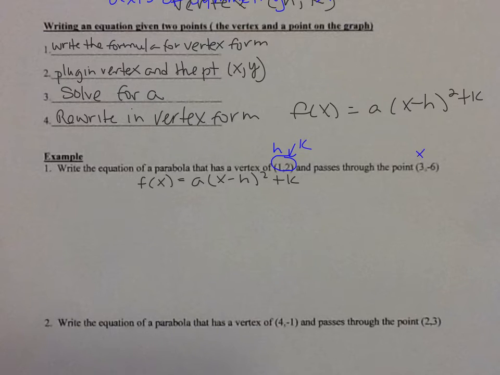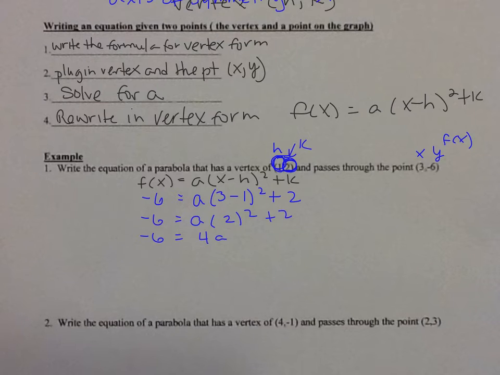And then I'm going to plug in the point x, y. So remember your y is f of x. All right, so I have f of x, which is y, is negative 6, is equal to a, that's what I'm going to solve for, times x, which is 3, opposite of what my h is, positive 1, so it'll be negative 1 squared, plus my k, which will just be 2. All right, so I have negative 6 is equal to a times 2 squared plus 2. So negative 6 equals 4a, because 2 squared is 4, plus 2. I'm solving for a, so minus 2, I get negative 8 equals 4a. So a is equal to negative 2.